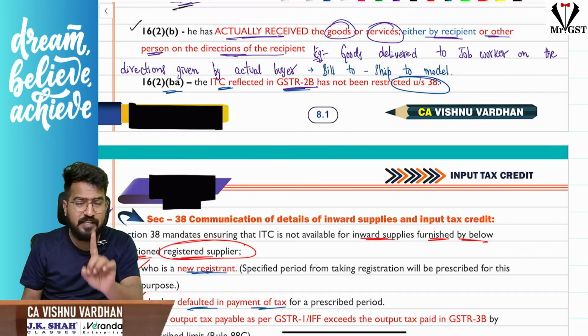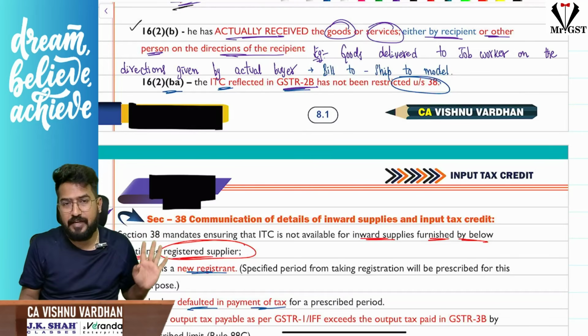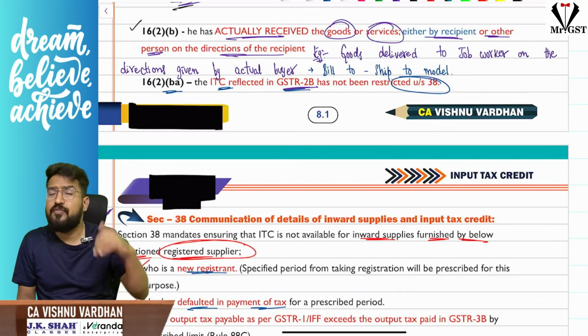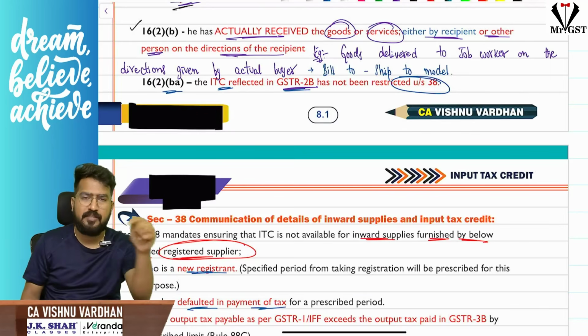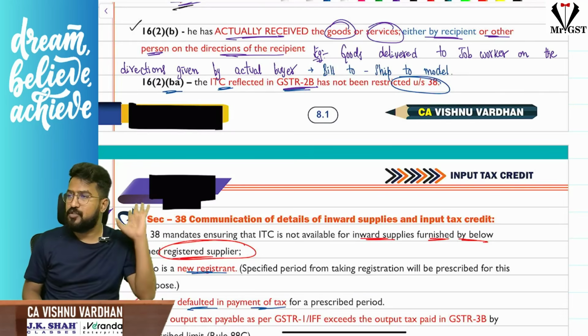I repeat, if it is a single invoice, 10 lorries, then after the receipt of the last lot only you can take ITC. You should be careful in the questions, where they will say the last lot will be received in the next month. This month can you take ITC? No sir, this month you cannot take ITC. I am extremely sorry. Clear?